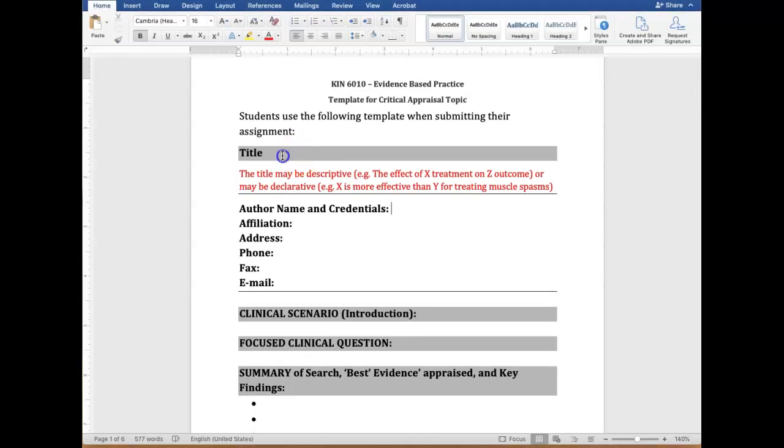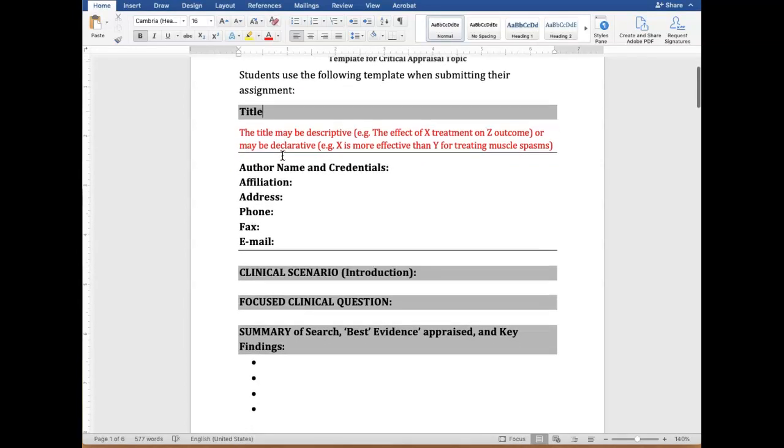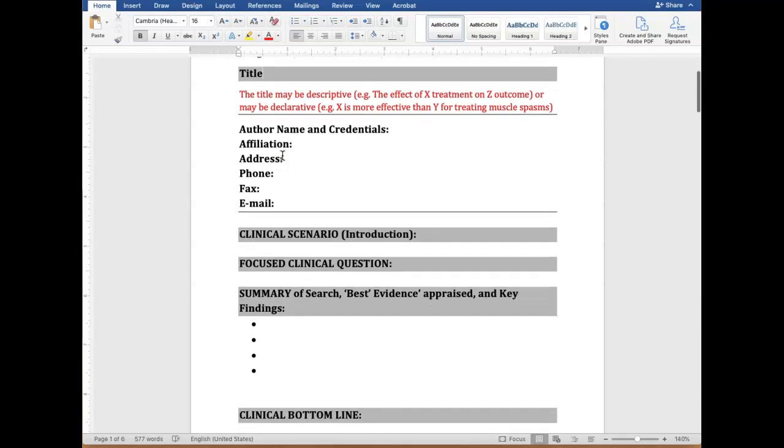So the title, I think, is pretty straightforward. You're going to put the title of your critical appraisal topic in this section right here entitled title. The recommendation for publication is that a title wouldn't be more than 30 to 40 words in length. Some publications actually want you to do less than that. So depending on where you are, the moral of the story is be concise with your title.